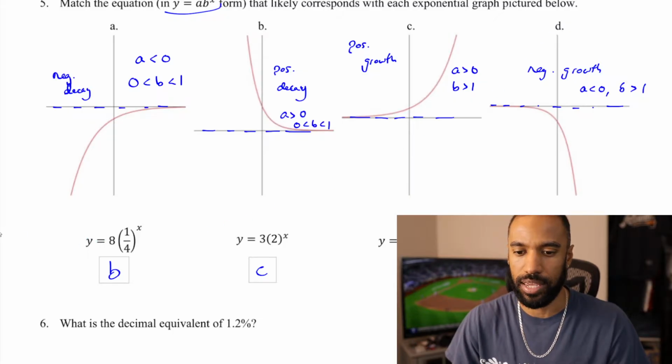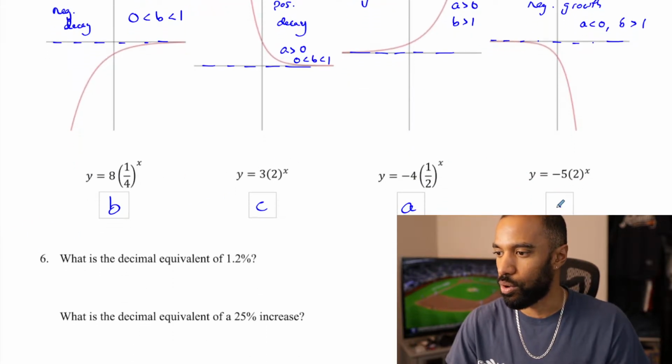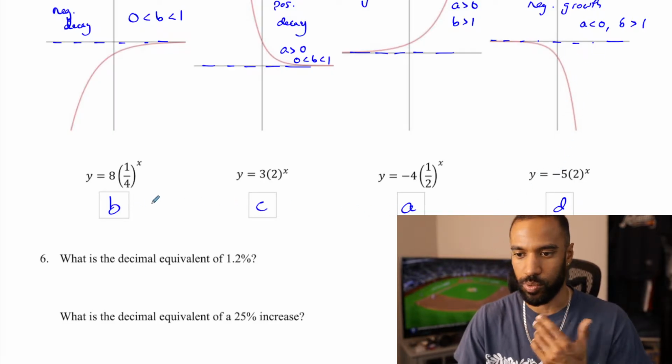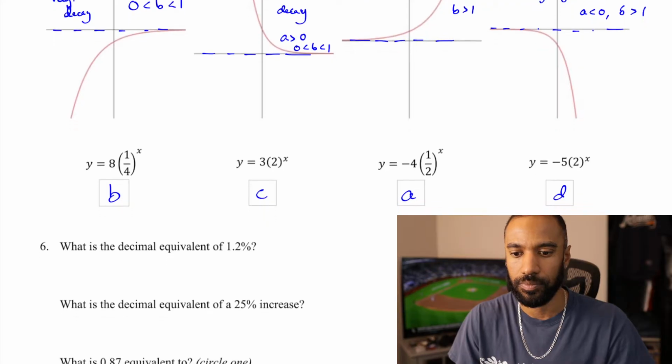And that leaves us with D right here, negative growth, negative exponential growth. It starts at negative 5 and then doubles and doubles and doubles right there. And those are the ideal matches.